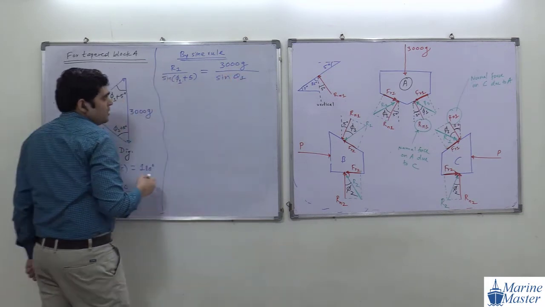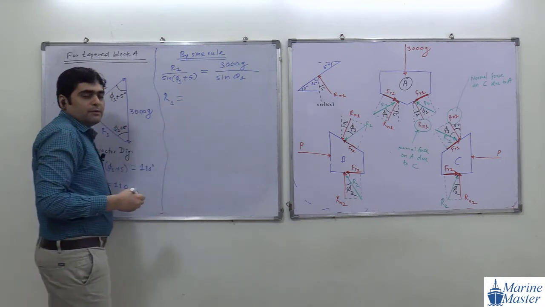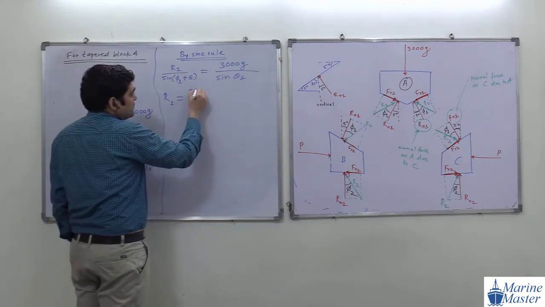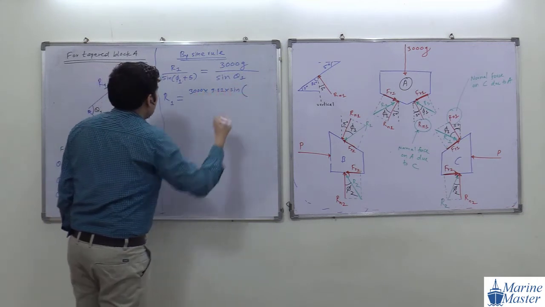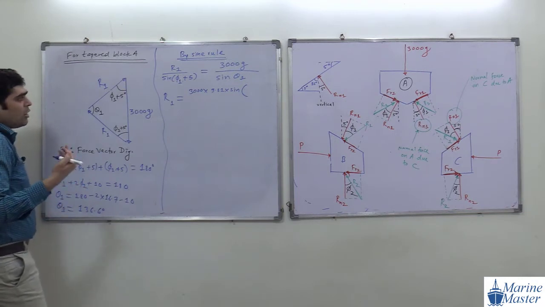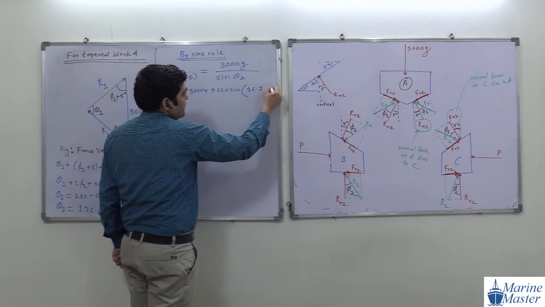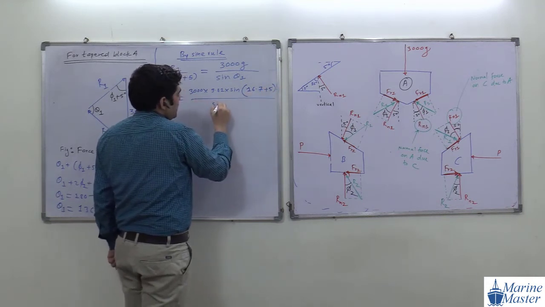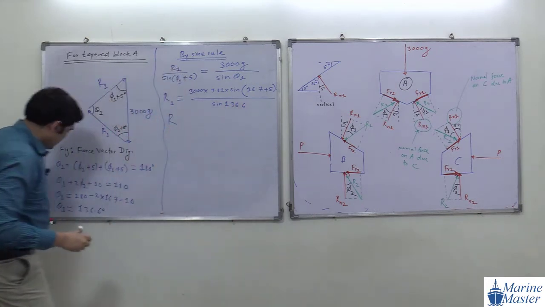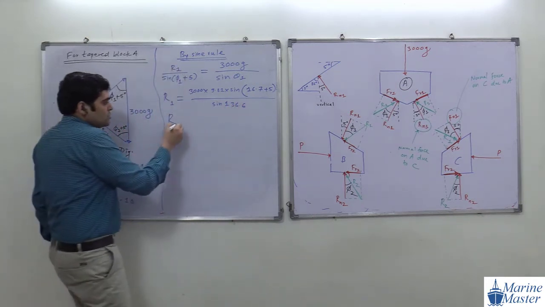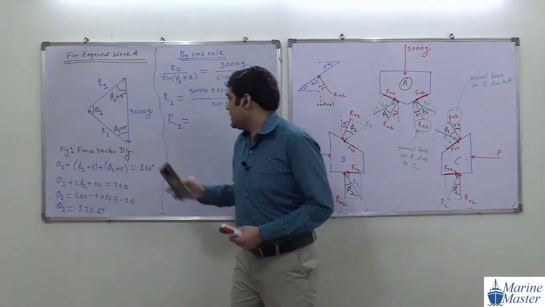What is the value of G? 9.81. So R1 will be equal to 3000 multiplied by 9.81 multiplied by sine of phi 1, which is 16.7, divided by sine of theta 1, which is 136.6. We just calculated theta 1 as 136.6, so from this expression we will get the value of R1. Please everyone do this calculation and tell me the value of R1.